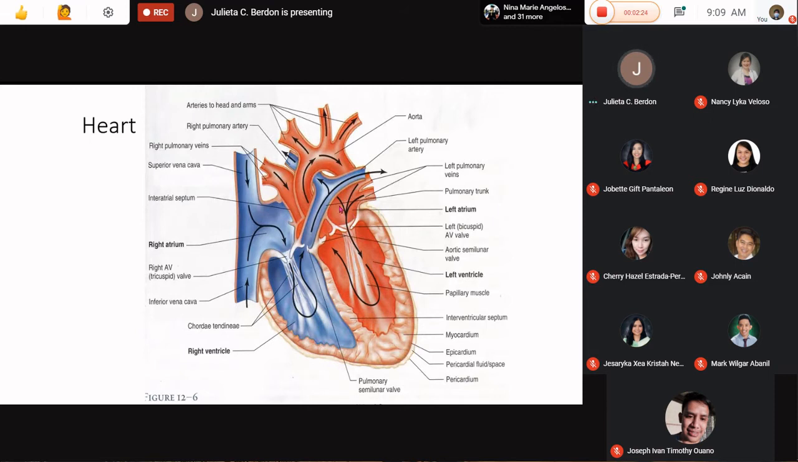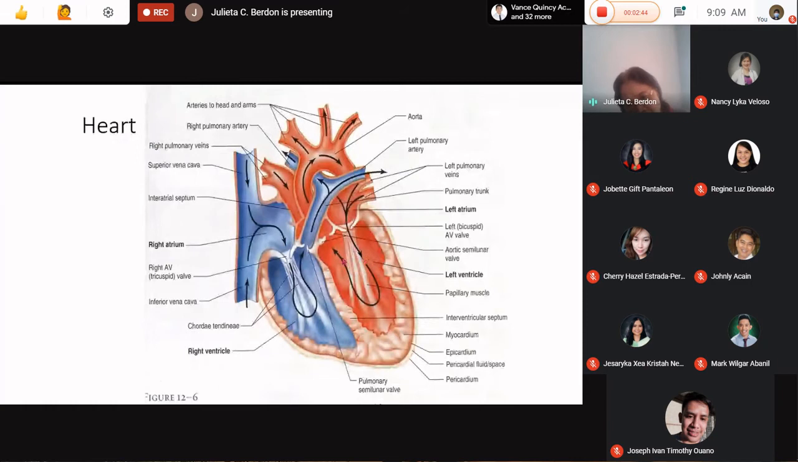Then, the same goes for the aortic valve. This will open if ventricular pressure is greater than aortic pressure. So, remember, if ventricular pressure is greater than aortic pressure, then this will open. If aortic pressure is greater than ventricular pressure, this will close. Okay. Is that clear? On the other side, the same is true.